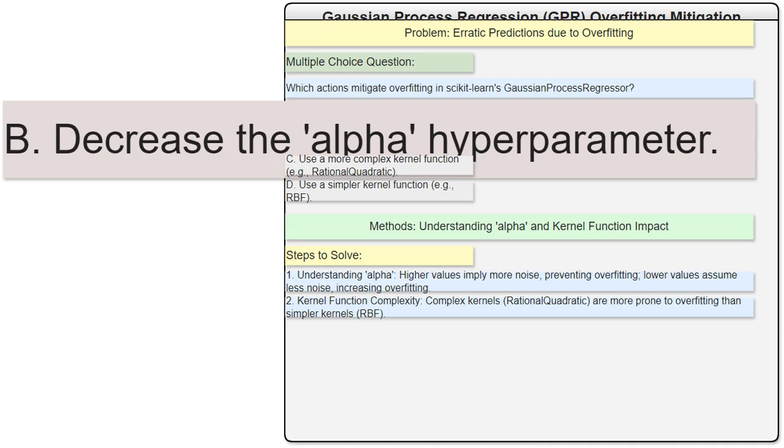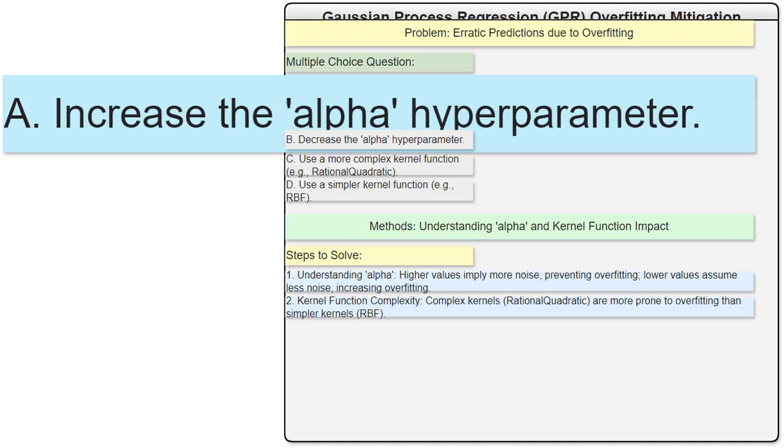This means using a less complex mathematical function within the model to measure the similarity between data points. A simpler kernel will make the model less flexible and less prone to picking up on the noise in the data, therefore less prone to overfitting. RBF stands for radial basis function, a commonly used, relatively simple kernel function. This is the opposite of option D.